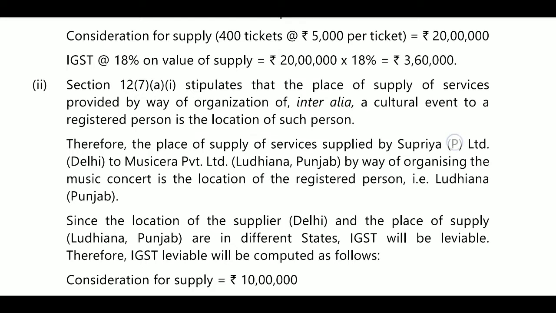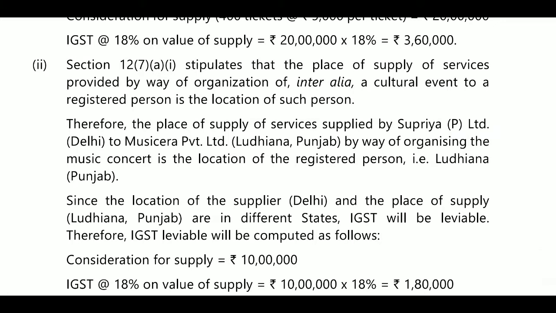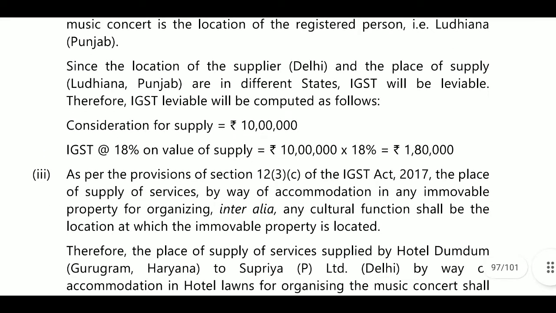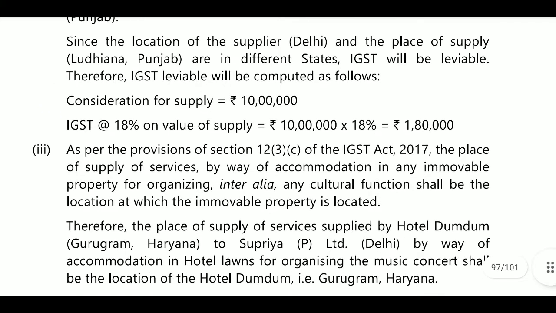Therefore, the place of supply of services supplied by Supriya Private Limited to Musicera, that is the singer, by way of organizing the music concert is the location of the registered person, that is Ludhiana, Punjab. Since the location of the supplier, Delhi, and the place of supply, Ludhiana, Punjab, are different states, IGST will be leviable. The consideration taken by Supriya is 10 lakhs, chargeable at the rate of 18%.